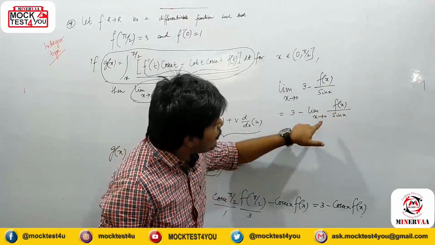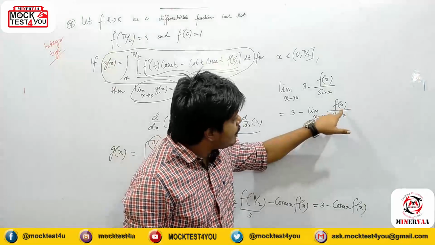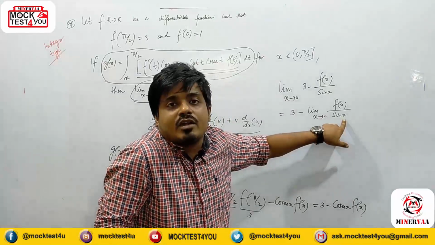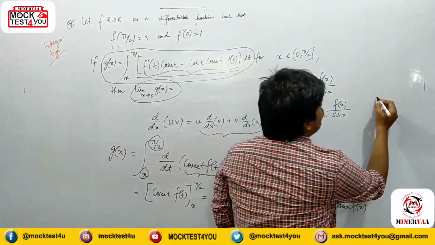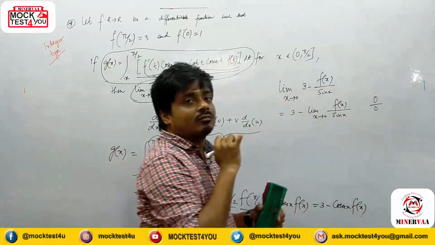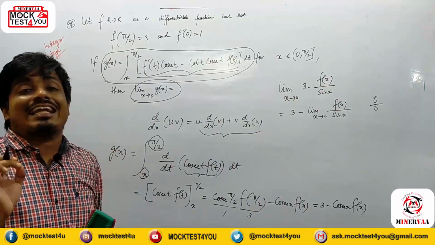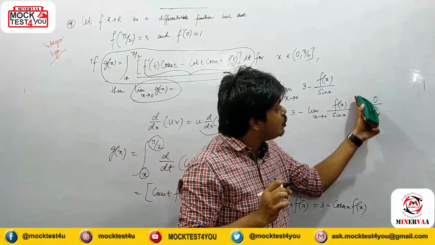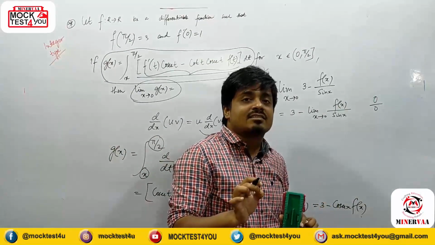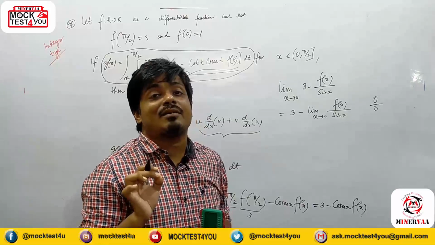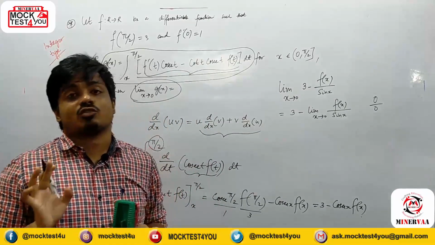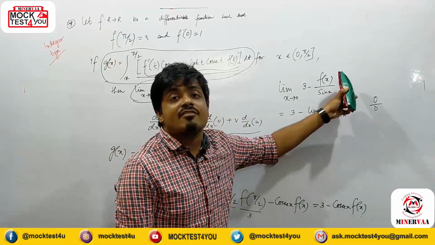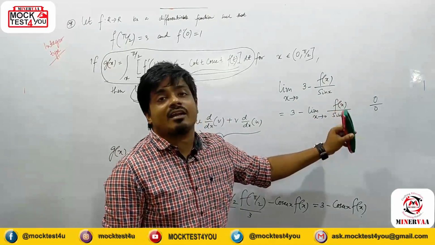Right, now put the value 0 in here. If I put 0 in here, it becomes f(0). If I put 0 in here, I get sin 0. So do I not get 0 by 0 form? And 0 by 0 form is known as what? Indeterminate form. Whenever I see 0 by 0 form in limits, the first thing that comes into my head is L'Hopital's rule. And what was that? Whenever I see 0 by 0, I will differentiate both the numerator and denominator.